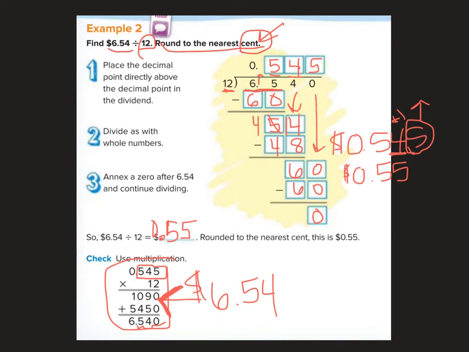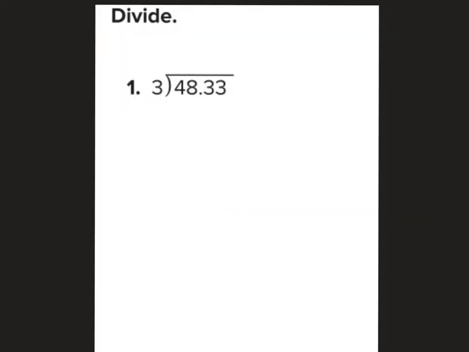Okay, let's try a couple more here. 48 and 33 hundredths divided by 3. Okay, my first step, move that decimal point up, put it right there. Okay, here we go. 4 divided by 3 is 1. 3 times 1 is 3. Subtract, bring it on down. 18 divided by 3 is 6. 3 times 6 is 18. Subtract, bring it on down.